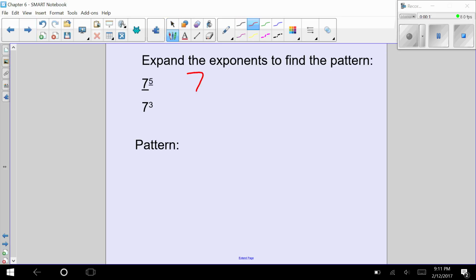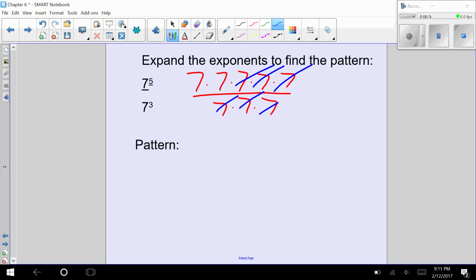But if we expand, you'll see that 7 to the 5th is 7 times 7 times 7 times 7 times 7. And 7 to the 3rd is 7 times 7 times 7. If we cancel off 1 from the top and the bottom, divide the top and bottom each by 7 3 times, we end up with 7 times 7, which is 7 squared. So it looks to me like the pattern will be subtracting top minus bottom for the exponents.